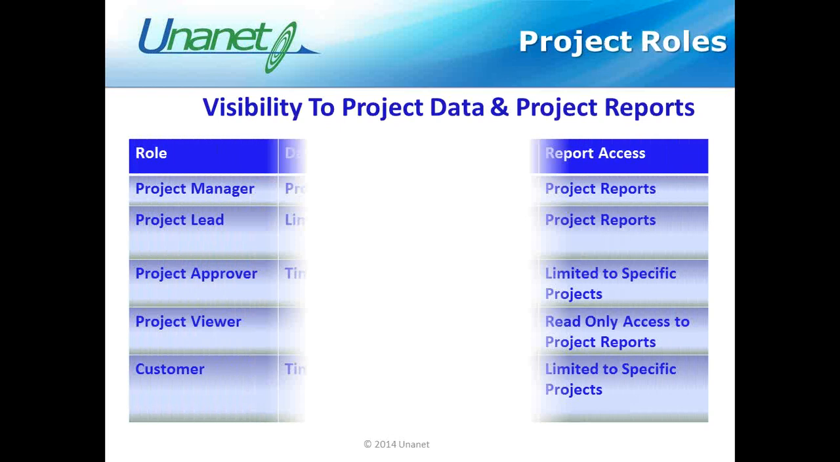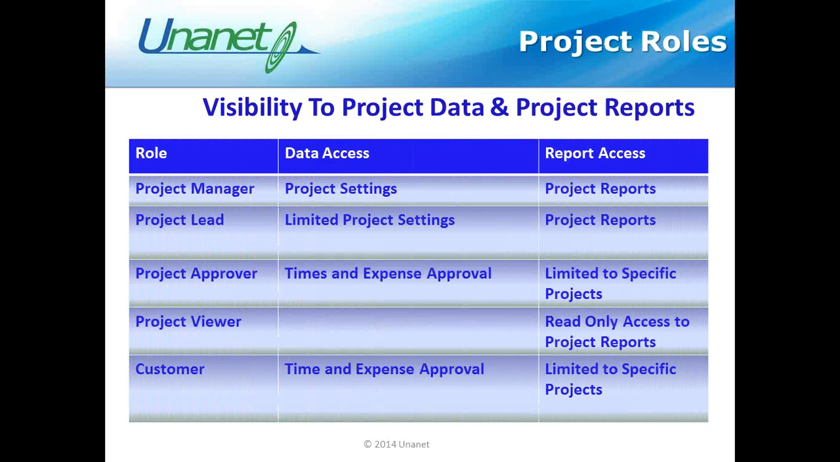Okay, so project roles. This is probably a really important chart here. The project manager is considered the highest level of a project role in Unanet, with access to manipulate project settings, creating a project, reviewing them, changing budget information, and having access to all the project reports for that project. A project lead has limited access to project profile settings, but they can manipulate or edit task or work breakdown structure information.